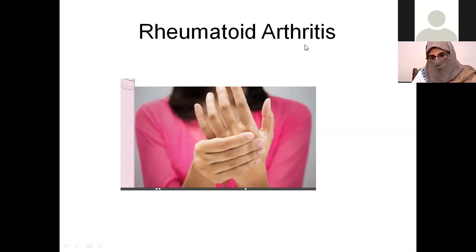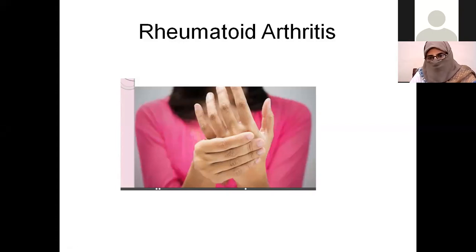This is another example of arthritis, but unlike osteoarthritis, this is a disease of young age, more common in females, usually involves symmetrical small joints, more common in hands as compared to feet, and it is an autoimmune disease. Okay? What are the autoimmune diseases? In which the immunity of one's own system starts working against the body.